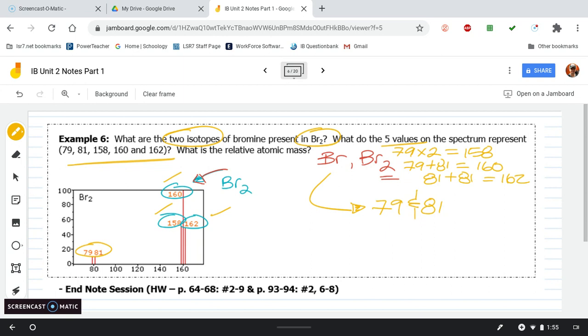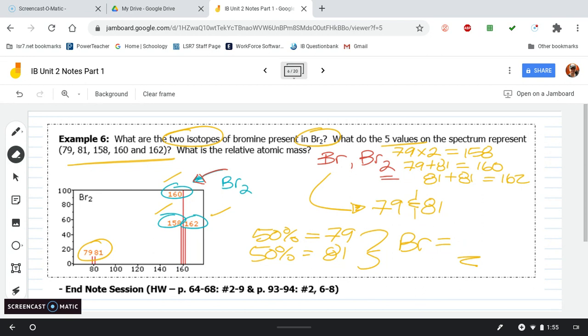So the other question says, what's the relative atomic mass? Well, if I go over and I kind of clean this up a little bit, it looks to me like those lines are in the identical spot. So it looks to me like it's 50-50. So half of it's 79, half is 81. So it's 50-50. So if we have 50% looks like it's 79 and 50% looks like it's 81. Well, it's logical that in between that the Br is going to equal 80. So that would be the logical answer, is that halfway between the mass would be 80.